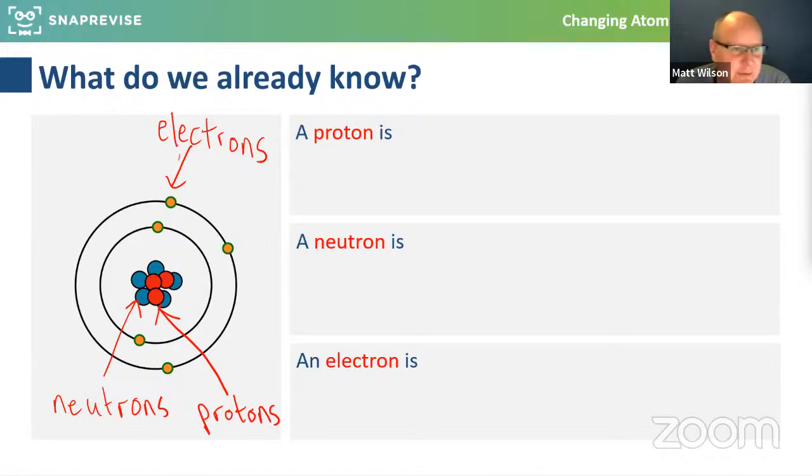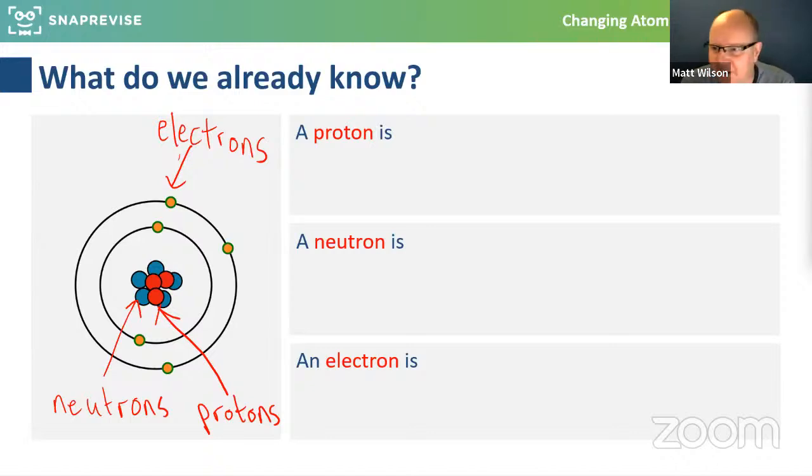So anyone in the chat, would you like to offer any information that you might know already about protons, neutrons, or electrons? I'll begin to fill this in as you do and as I wait. So anything you know about a proton, a neutron, or an electron, including some of the things that I've just said.